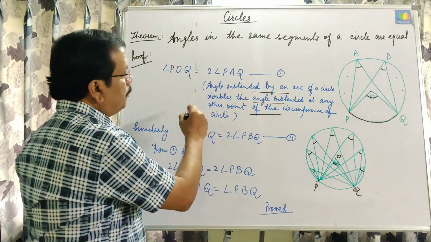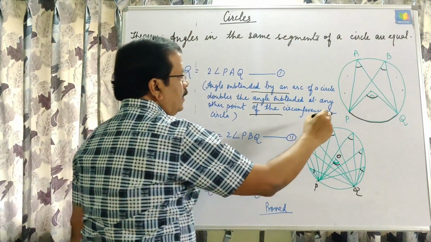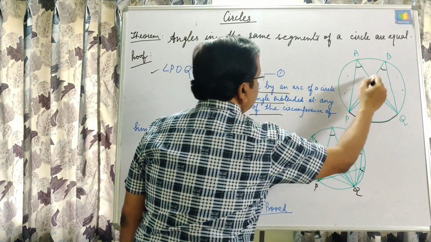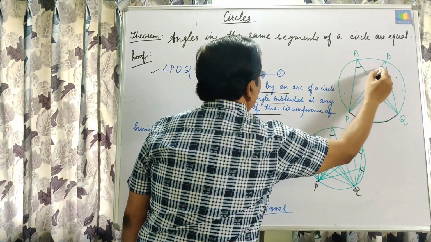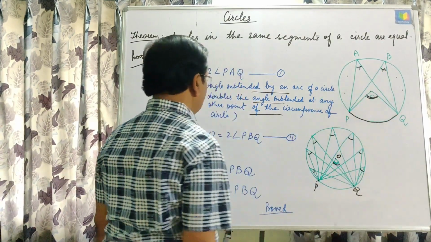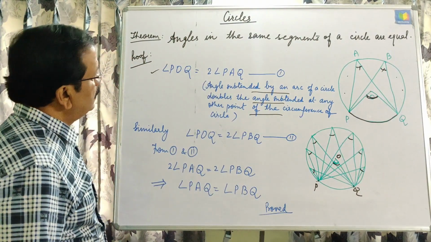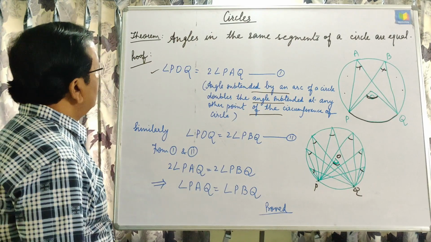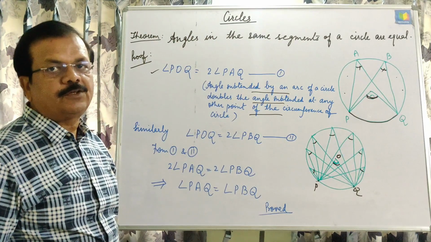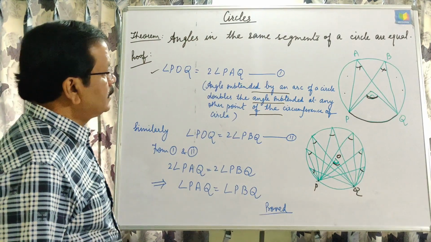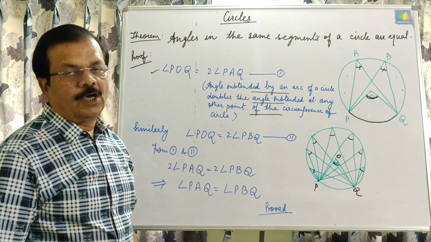And then angle POQ is equal to twice this angle. In the same way, angle POQ is twice this other angle, and since the left hand side is equal, the right hand side will also be equal, and this angle will be equal to this. Very simple proof, but the concept is very good, and you will find so many questions in board examinations related to these two theorems, and some of the corollaries are also related to this theorem we are going to prove. Now the next theorem.